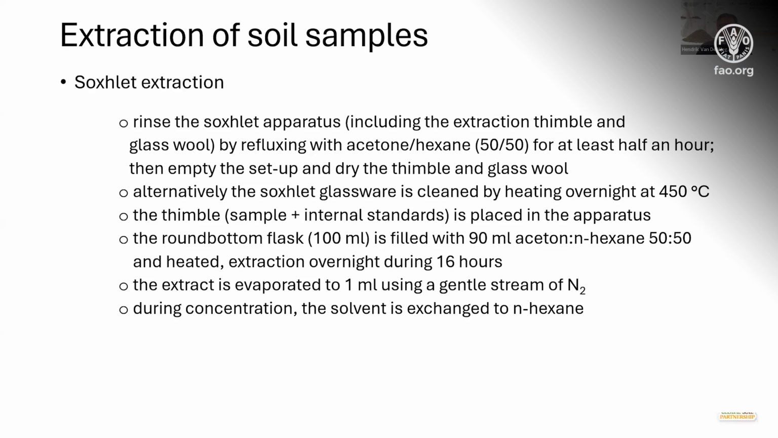Then we empty the setup, we dry the thimble and the glass wool. Alternatively, we can also clean the Soxhlet glassware by heating overnight at 450 degrees Celsius. That will also remove all the PAH that are present. So the thimble, the sample with the internal standards, is placed in the apparatus. The round bottom flask is filled with acetone hexane, in our case 90 ml, and we heat it for 16 hours. So the extraction takes place overnight during 16 hours.